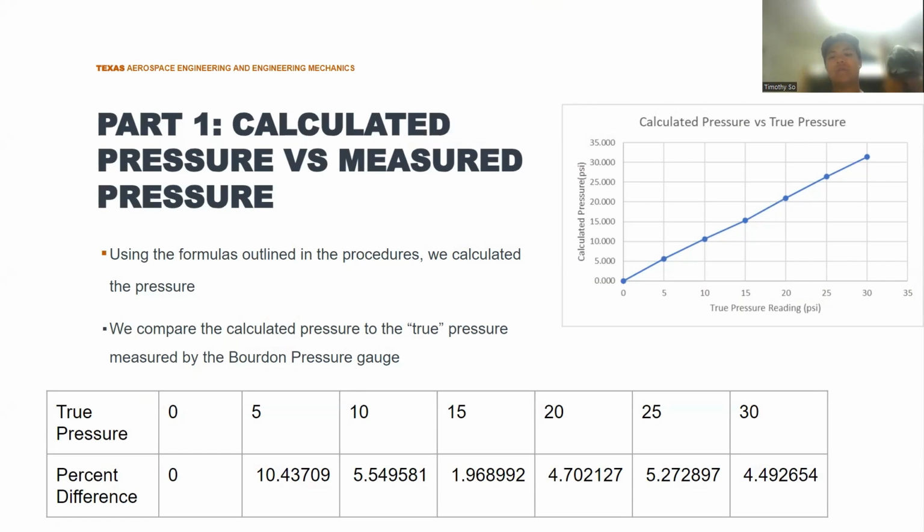As you can see on the graph on the right, it's roughly linear with a roughly 1-to-1 correlation. On the bottom here, we take a closer look at the difference of the pressure measurements from the true pressure measurements, calculated as a percentage of the true pressure measurements. Other than the 10.4%, the rest of the pressure measurements were pretty accurate, around or within 5% of error, which is pretty good.